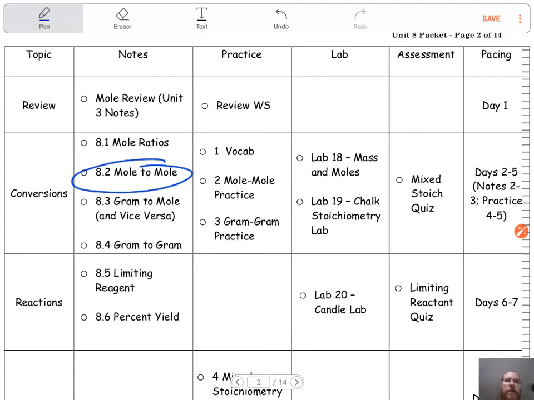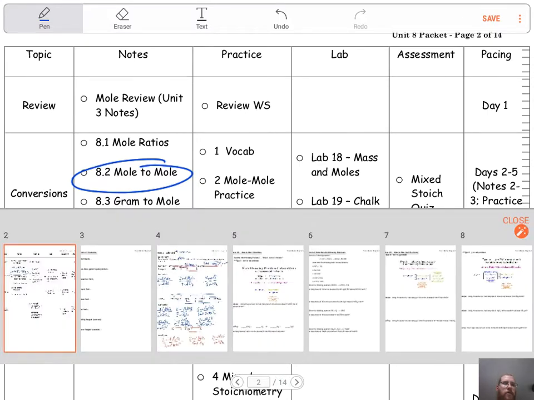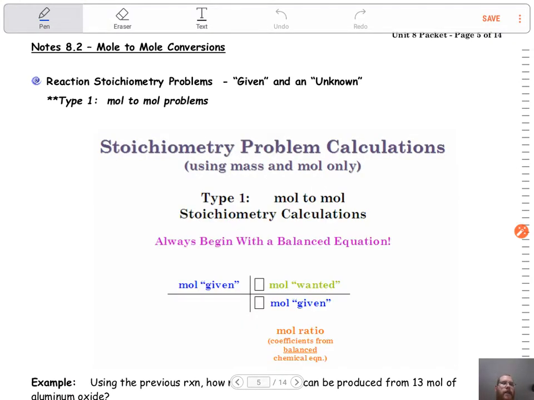We're going to talk about mole-to-mole conversions here. We're going to be on page 5, so we're going to pick up where we left off with those mole ratios. And now we're going to actually put them in terms of a problem. We're going to convert from one substance to another. This is something we've done already, where we've converted between moles and grams back in Unit 3 when we dealt with the mole. But now we're going to go from one substance to another.